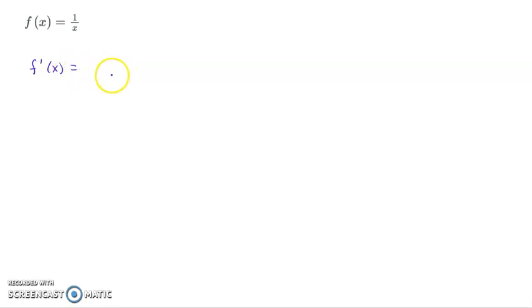And we're going to be using this limit definition. We'll adjust the variables to account for the fact that we have x's in here instead of a's. So we've got limit as h goes to 0, f of x plus h minus f of x all over h.